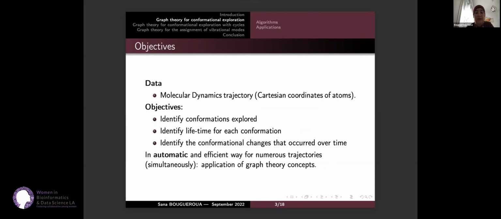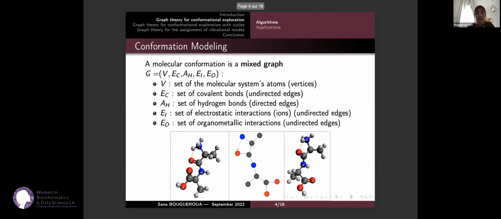And what we want is something that provides us the conformational changes in an automatic way, because for now what people do is try to visualize the different trajectories and see this by eye, or develop system-dependent codes in order to get those conformations. This work was initiated during my PhD, and now we are trying to improve it. The idea is to define the conformation as a mixed graph.